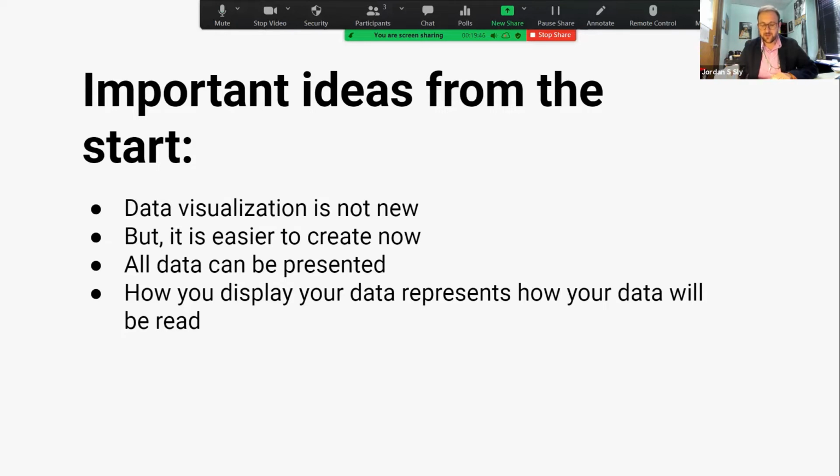Okay. So to distill some of the basic ideas from Bonner and from Tufte, we can focus on a couple of key points. First of all, data visualization is not new, but it has changed. And this can lead to more people making bad graphs. Essentially, anyone with Excel can make and present a graph. No matter what the data is, it can be presented. But how that data is presented makes a great deal of difference.